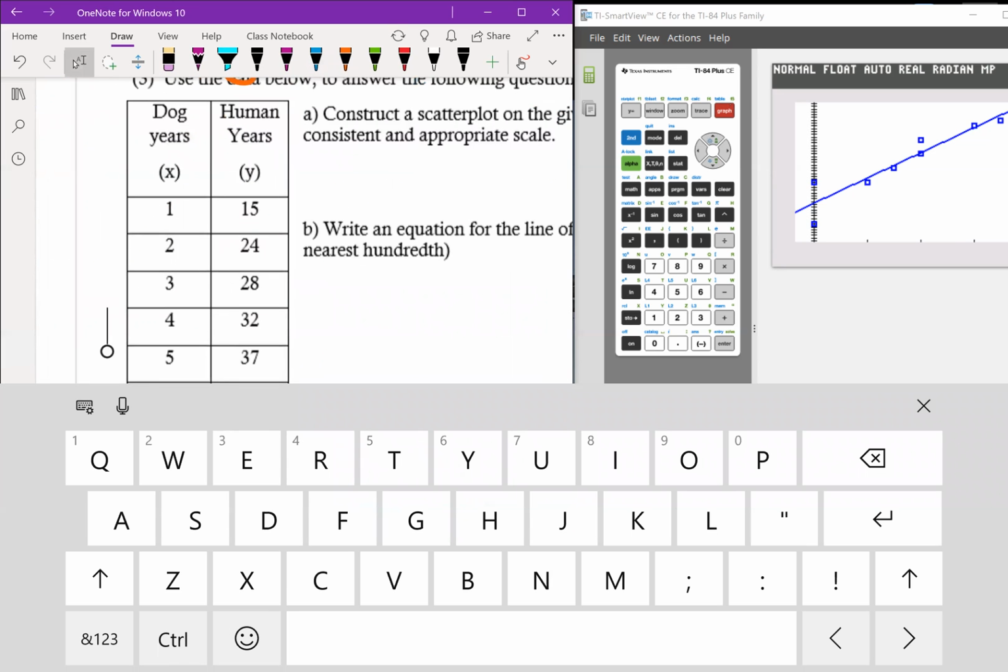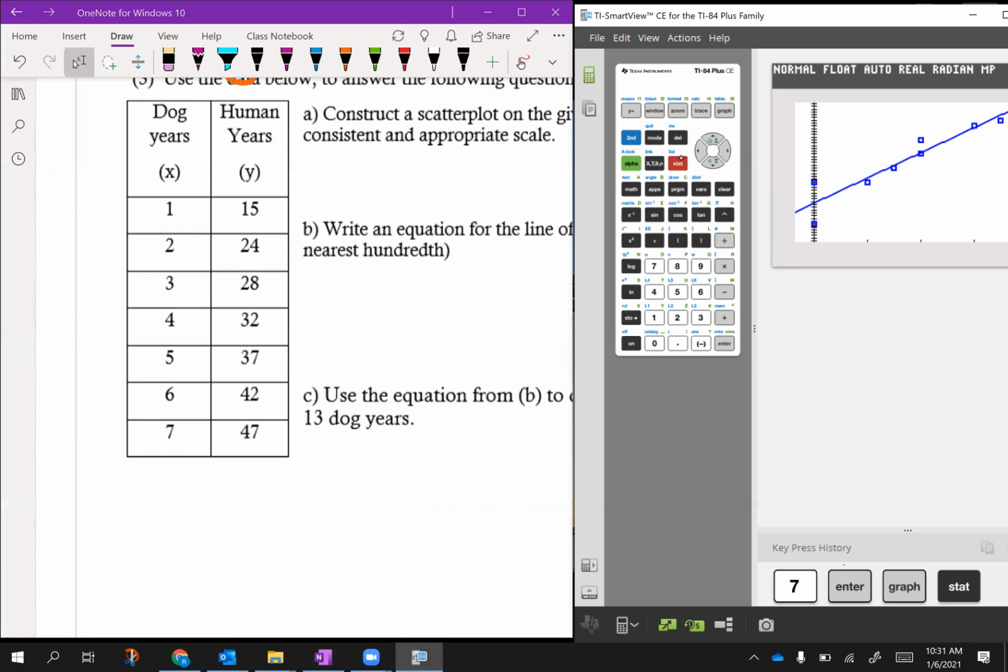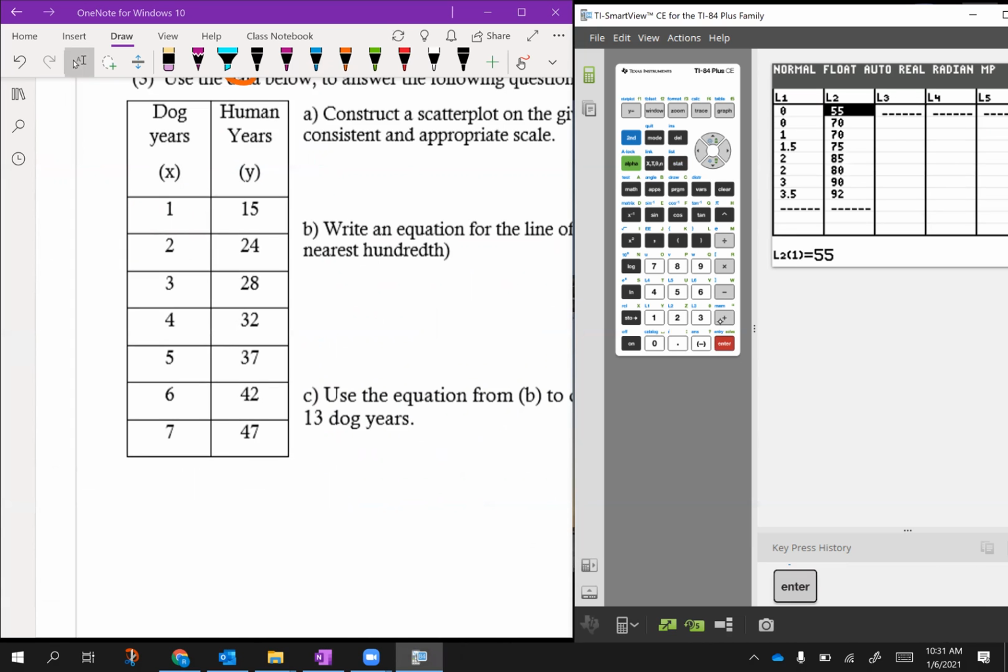So now we want the equation of the line of best fit. We have to go back to our stat. We're going to clear out our list. Go to edit, go up to list 1, clear, enter, go over to list 2, go up, clear, enter. List 1 is nice and easy: 1, 2, 3, 4, 5, 6, 7. List 2: 15, 24, 28, 32, 37.